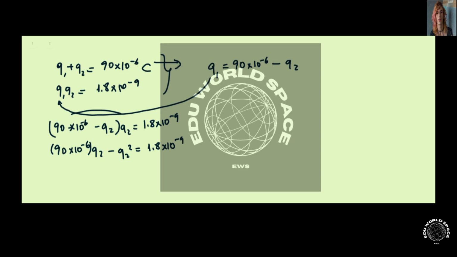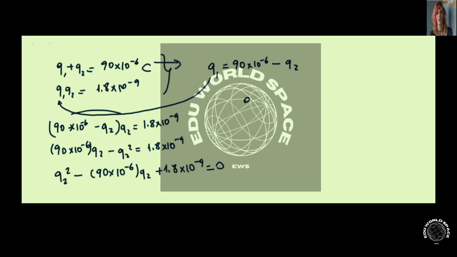Again, recognize this is a quadratic equation, with a second-order and a first-order term. But let me arrange it in a way that we can recognize it easily. If we take Q2 to the other side, it changes sign, and the coefficient of Q2 also changes sign. So it's going to be Q2 squared minus 90 times 10 to the power negative 6 Q2 plus 1.8 times 10 to the power negative 9 equals 0. Now you can see it easily, right?